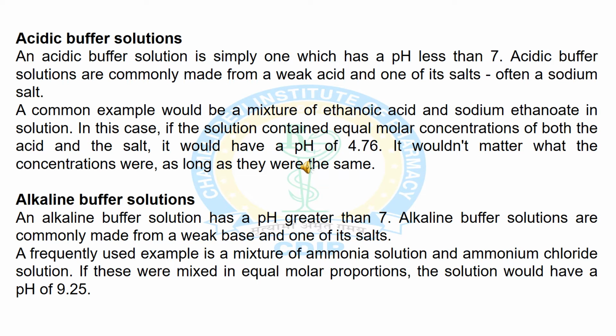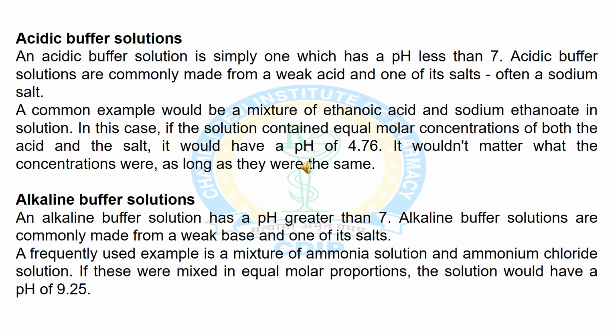Types of buffer systems: acidic buffer solutions and alkaline buffer solutions. First, acidic buffer solutions are solutions in which the pH is less than 7. Acidic buffer solutions are generally made from a weak acid and one of its salts, generally a sodium salt. An example of an acidic buffer solution is a mixture of ethanoic acid and sodium ethanoate in a solution. In this case, if the solution contained equal molar concentrations of both the acid and its salt, it would have a pH of 4.76.